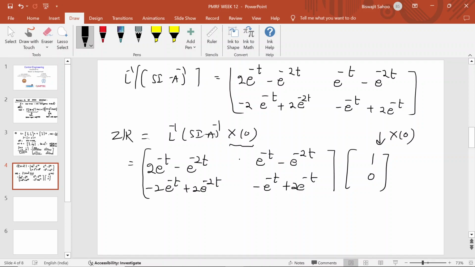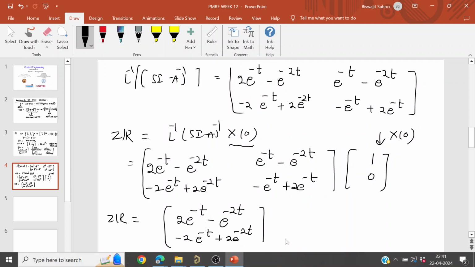Now what is the solution? The solution will be just a matrix multiplication. This will be 2 into e to the minus t minus e to the minus 2t, minus 2 e to the minus t plus 2 into e to the minus 2t. This part is your ZIR, right?